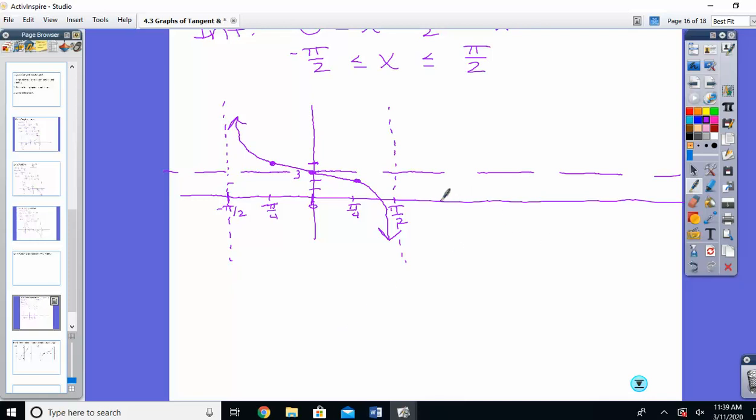I asked for 2 periods, so we need 4 more points on the end. So just add your pi over 4, 3 pi over 4, pi, 5 pi over 4, 6 pi over 4 is 3 pi over 2. You have asymptotes at the beginning and the end of that interval. And the pattern continues. So 1 above, 0, 1 below.